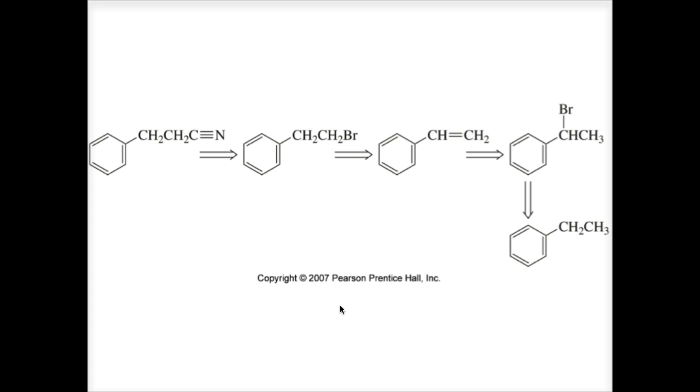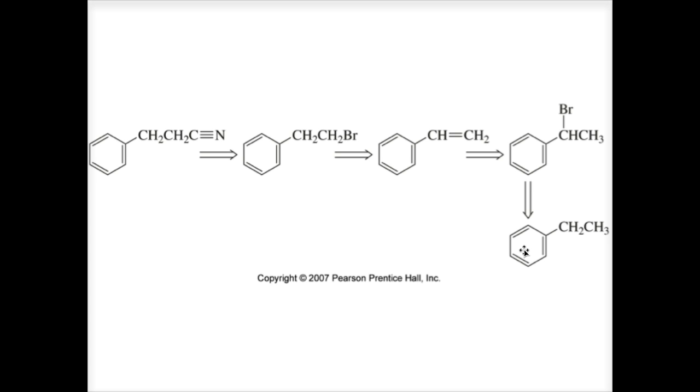Okay, that's what retrosynthesis is. Here's the finish, and this is the start. So it's kind of like starting backwards, but this is 3-phenylpropane nitrile. And just thinking what step removed each time going backwards until we get back to ethylbenzene, the starting material. So here, this is in essence the synthesis of 3-phenylpropane nitrile from ethylbenzene using retrosynthesis analysis.